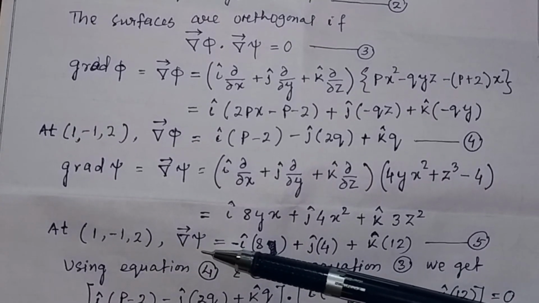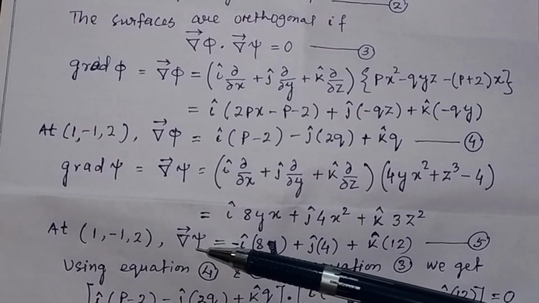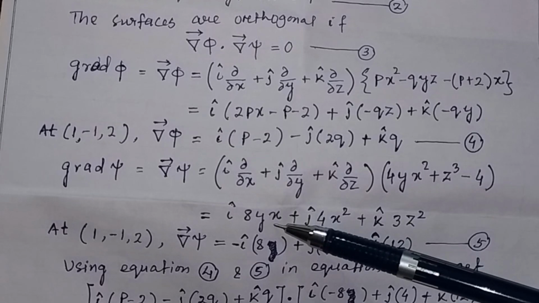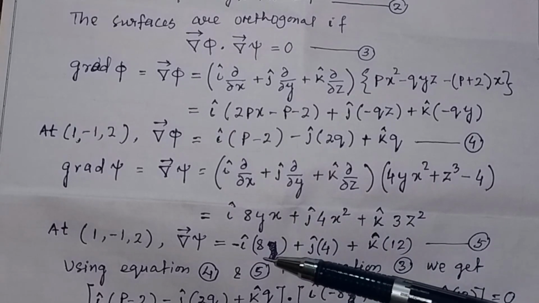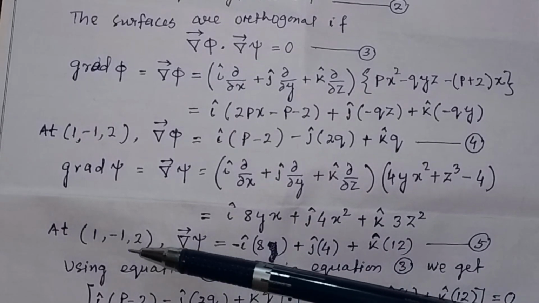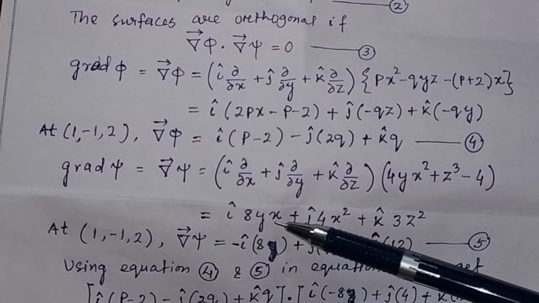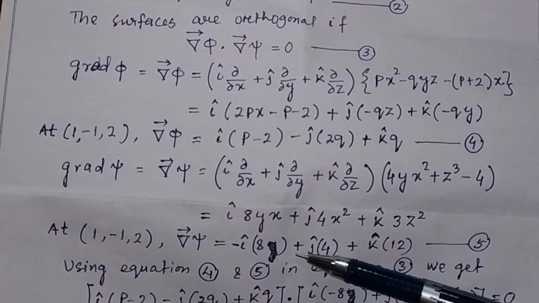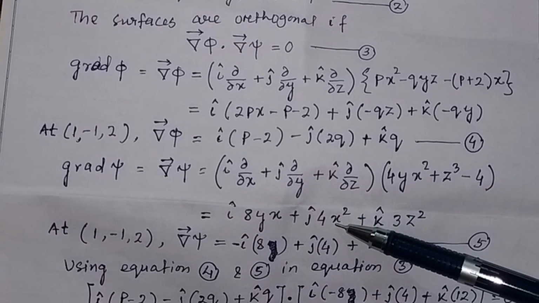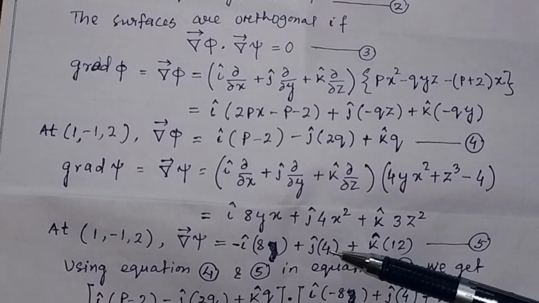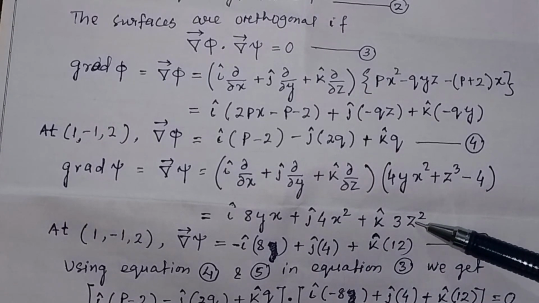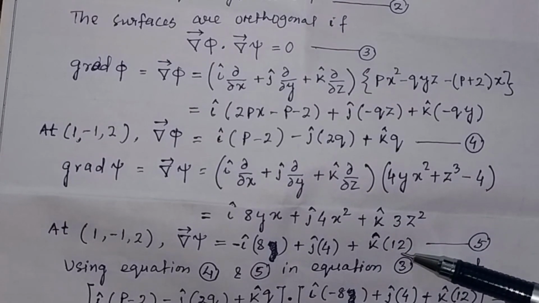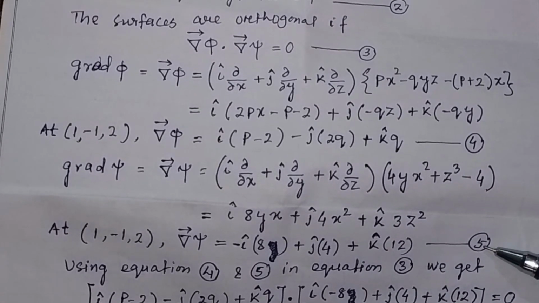So that will be equal to grad psi, that means del of psi. So if we put the value of x = 1 here, and y value is equal to -1, so 1 minus 1... that will be equal to -1. So minus i cap 8 plus, if you put x value equal to 1 here, this will be equal to j cap into 4 plus k cap. Put the value of z equal to 2, 2 square is equal to 4, 4 into 3, 12. So k cap into 12. So this is equation number 5.